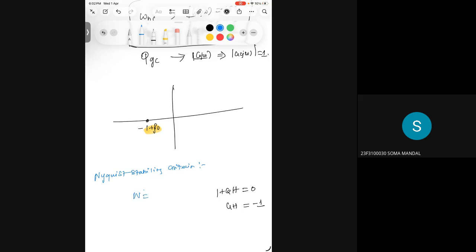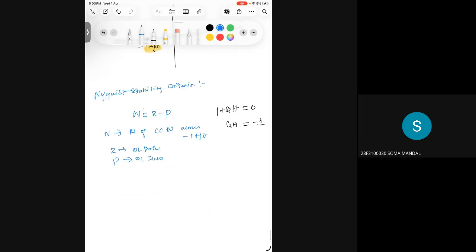N equal to Z minus P, where N is the number of counterclockwise encirclements around minus 1 plus j0. Z is the open loop zeros and P is the open loop poles. So the idea is you have only the open loop transfer function.